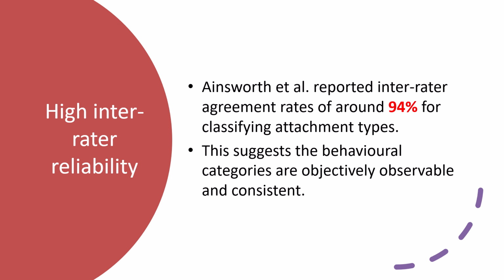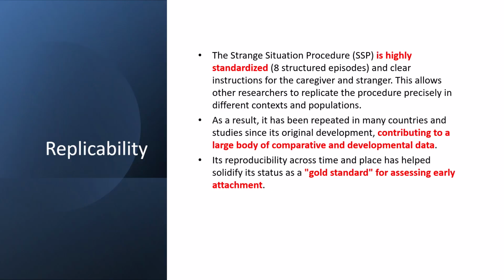The inter-rater reliability, as I mentioned before, is extremely, extremely high. We've got a 94% agreement in classifying attachment type, and this suggests that the behavior categories are objectively observable and consistent. In terms of replicability, so the ability to repeat the study, as I outlined, it's extremely standardized.